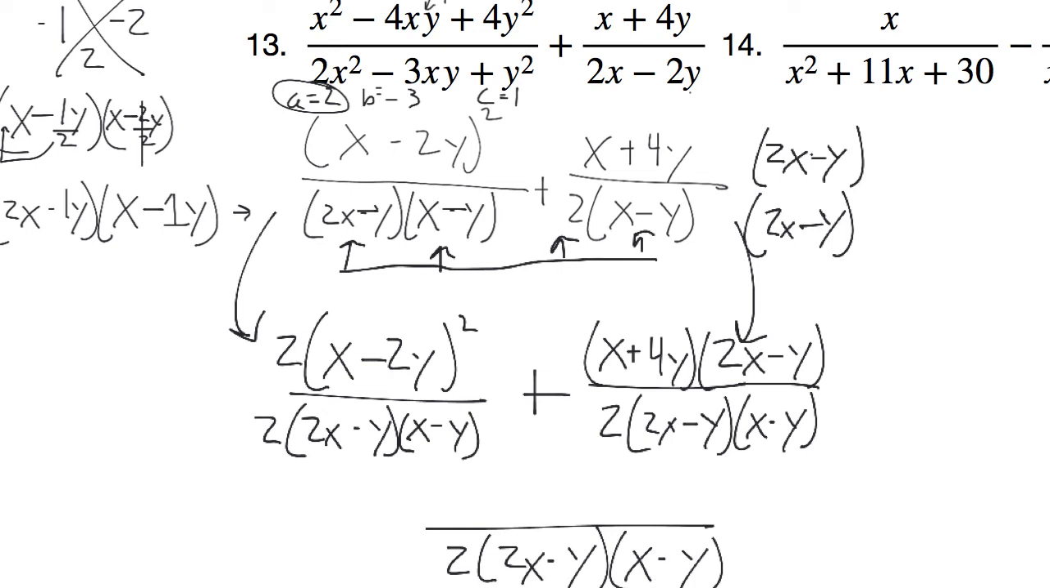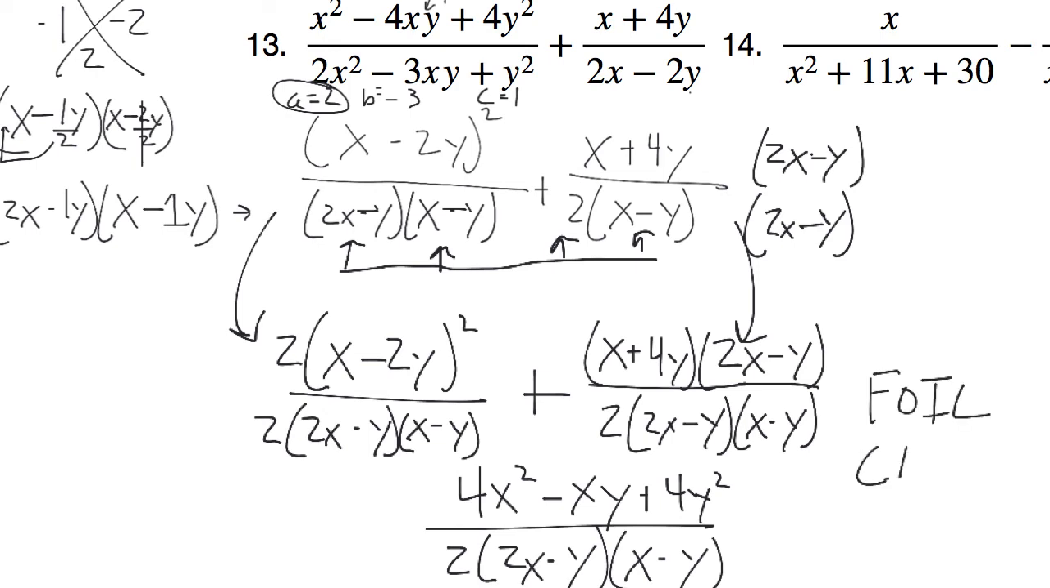Foiling the top and combining like terms is a kind of lengthy process, so I'll just skip forward to the end and say that this is 4x squared minus xy plus 4y squared. You should be able to FOIL, combine like terms, and then add these two numerators together to get this, and that's the answer.